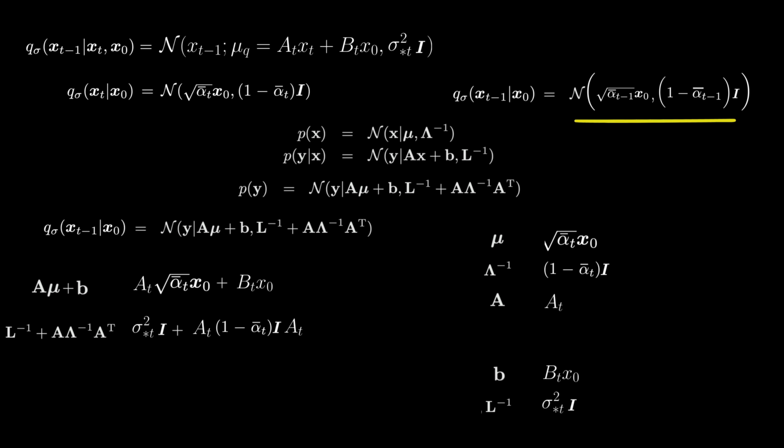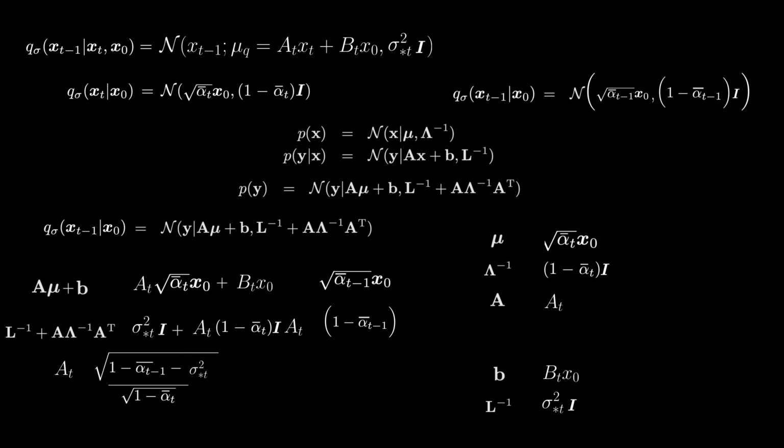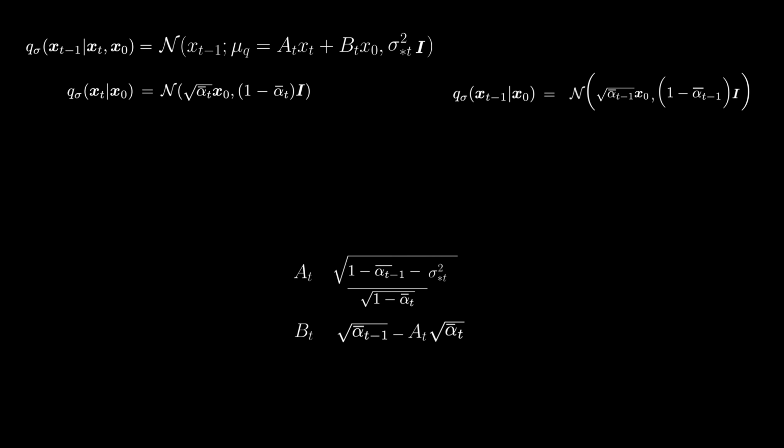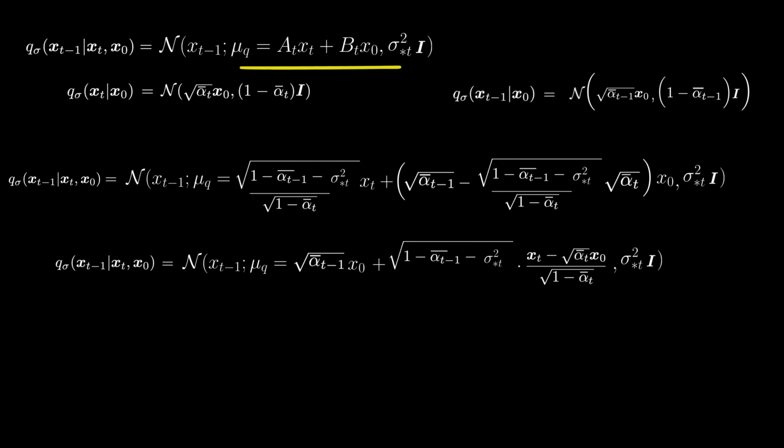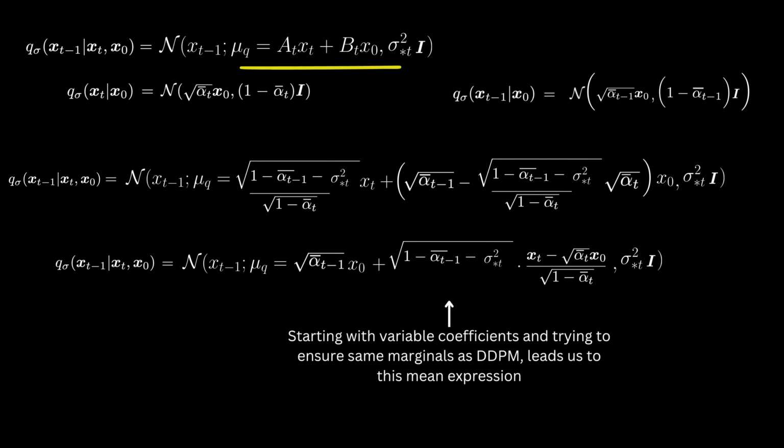But we desire the mean to be square root of alpha bar t minus 1 times x0, and variance to be 1 minus alpha bar t minus 1. So from matching variance, we get at as this, and then from mean and the value of at, we get bt as this. Now using these values, at times xt plus bt times x0 equals this mean formulation, which can be simplified a bit to match the same mean formulation that we have in the DDIM paper. So now this expression for mean doesn't seem like it came out of nowhere.